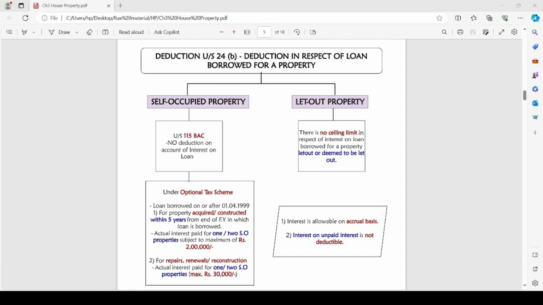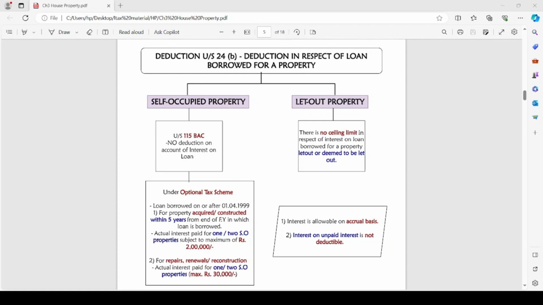Now let us discuss about let out property. For let out property, there is no ceiling limit in respect of interest on loan borrowed for a property let out or deemed to be let out. That means in case of self-occupied property, the GAV is nil, the NAV is nil, so the assessee is claiming deduction under section 24B now.